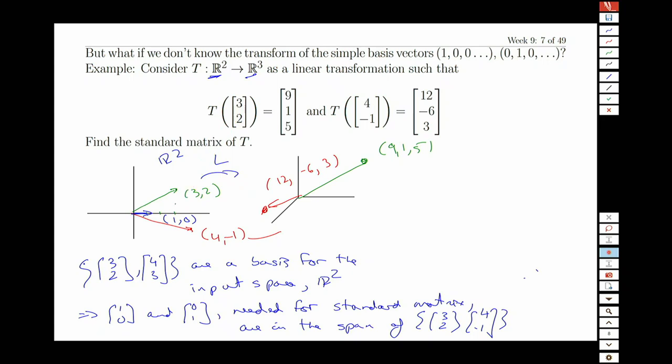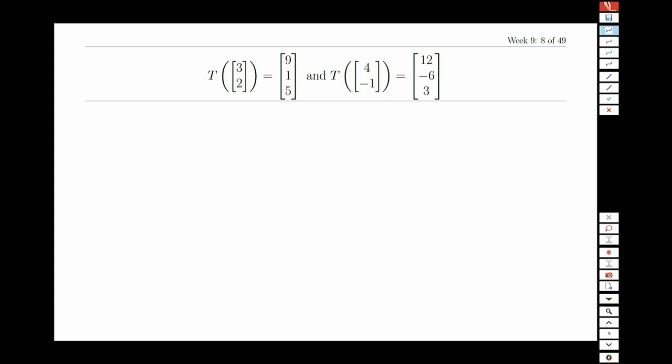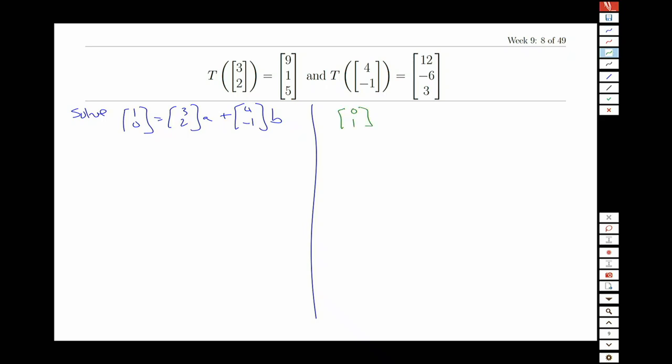Let's see this actually play out here. So what we're going to do is solve for how I get 1, 0 out of some multiple of 3, 2, and let's keep the same order we had before, 3, 2 a plus 4, negative 1 b. And we're also going to do the same thing over here, but we're going to build the 0, 1 vector. And we'll use different coefficients for this, c and d.